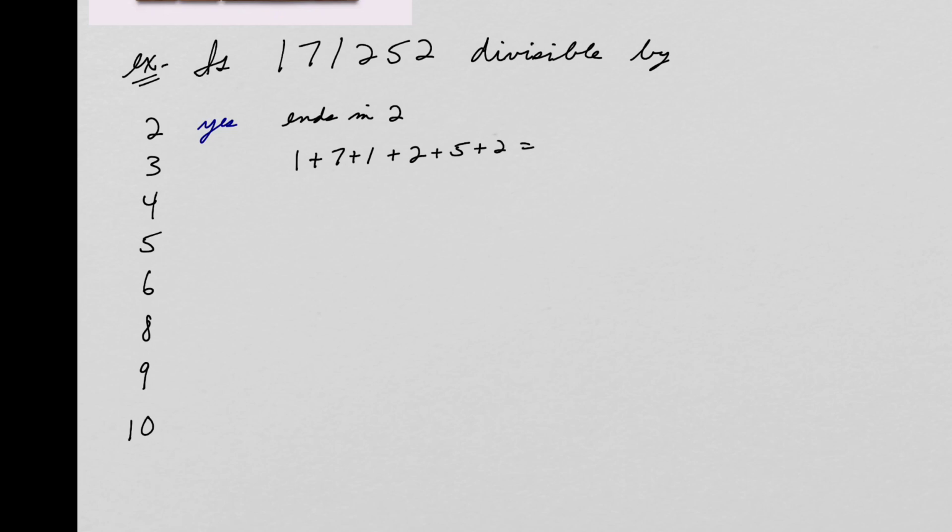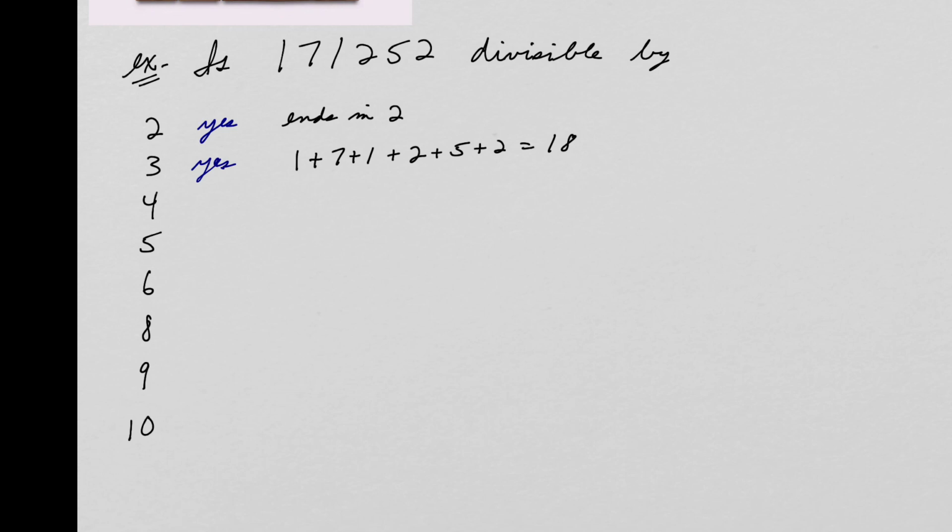So if I add 1 plus 7 plus 1, that's 9, plus 2 is 11, plus 5 is 16, plus 2 is 18. And since 18 is divisible by 3, right? 3 goes in 18 evenly, then 3 also goes into that whole number, the 171,252, evenly. Right? We just have to check whether it goes into the sum of the digits evenly. And it does, so it definitely is also divisible by 3.